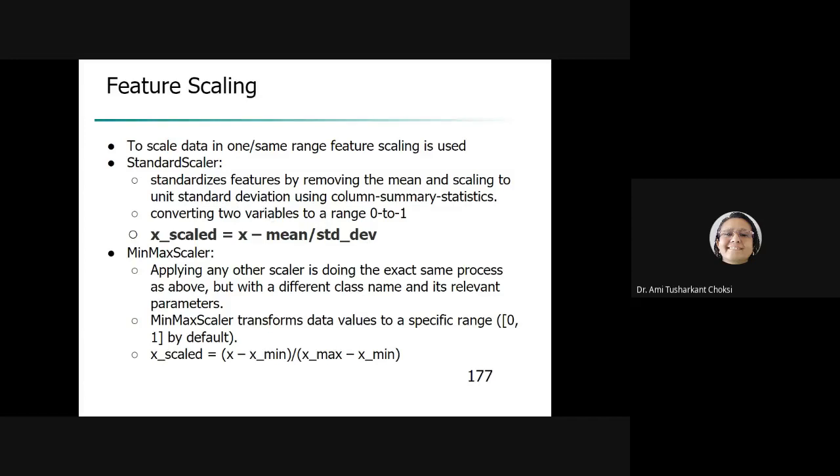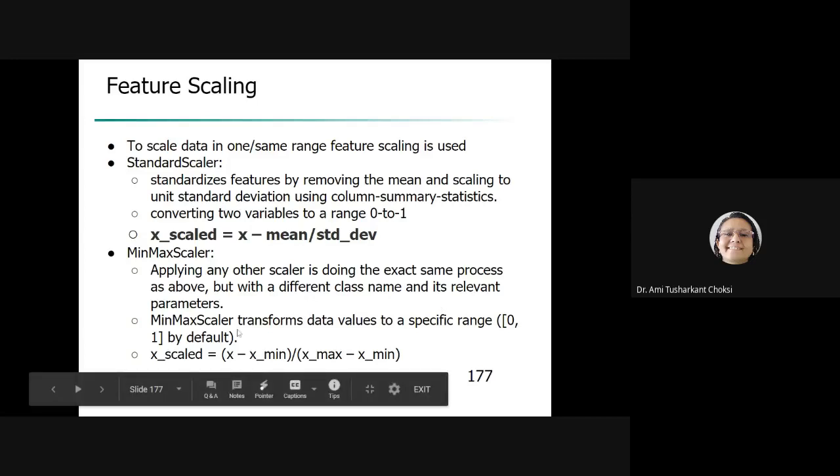One more scaling is the min max scaler. We have seen that, right? While we transform the data, as we are talking of the scalers, I have put it again here so you can recall that. Applying any other scaler follows the exact same process as this, but with a different class name and its relevant parameters. Scaling means either we put the data in a bigger range, or otherwise we reduce the range. Fine.